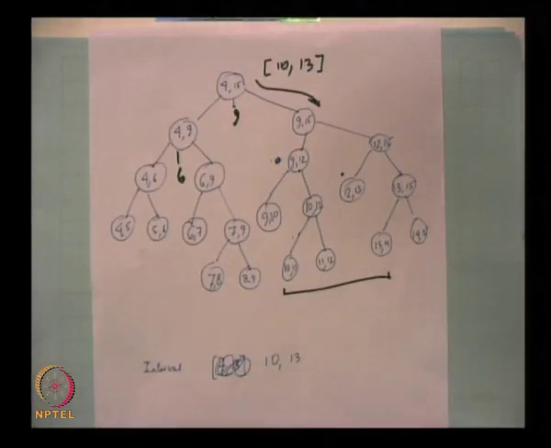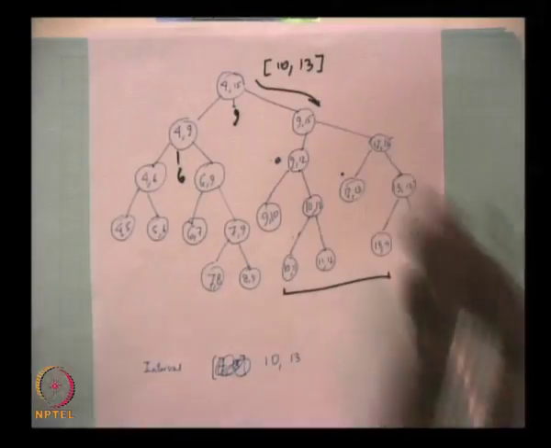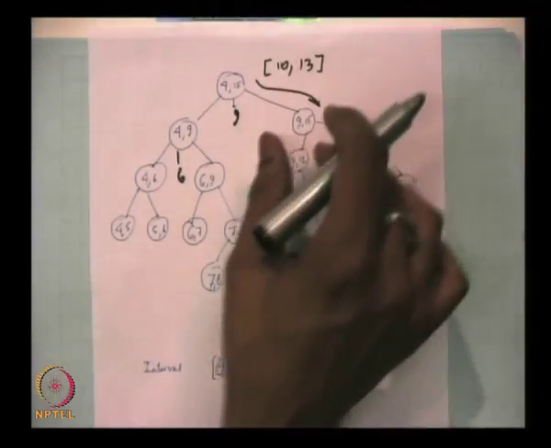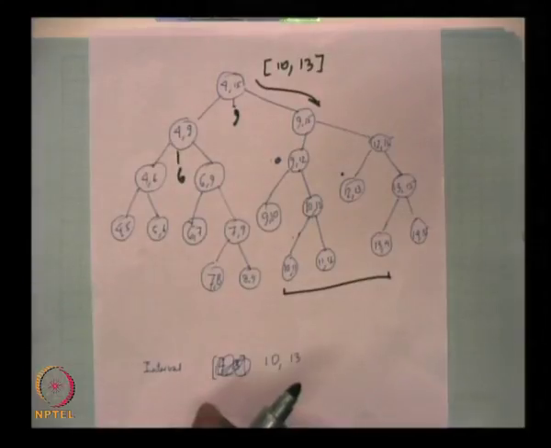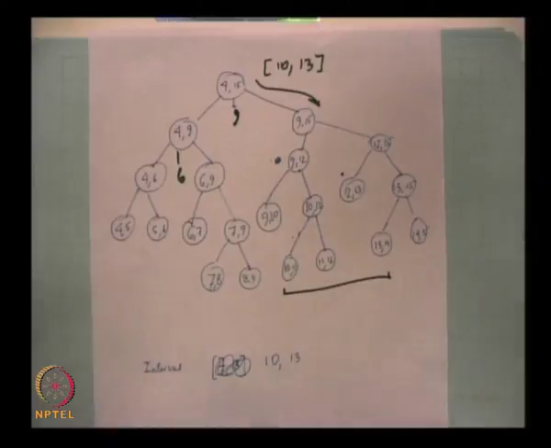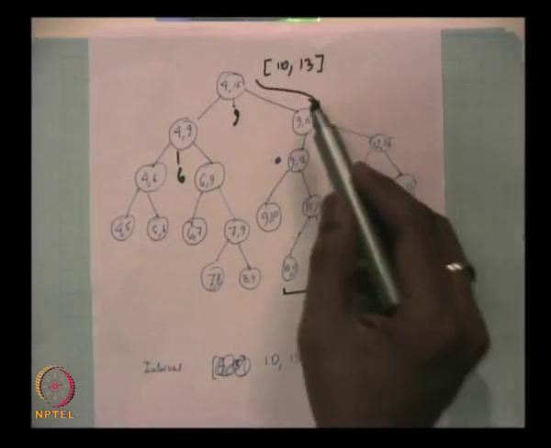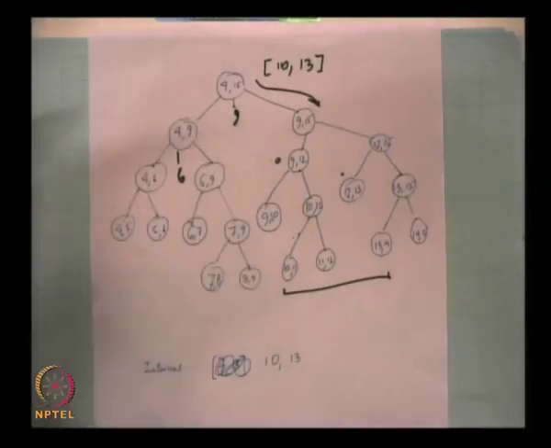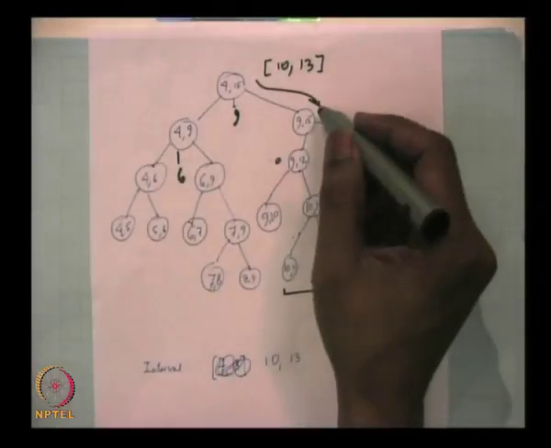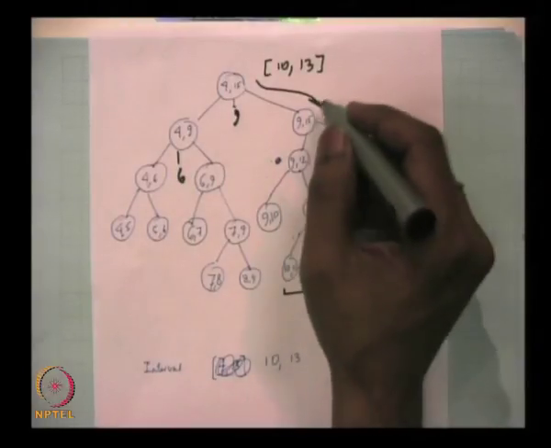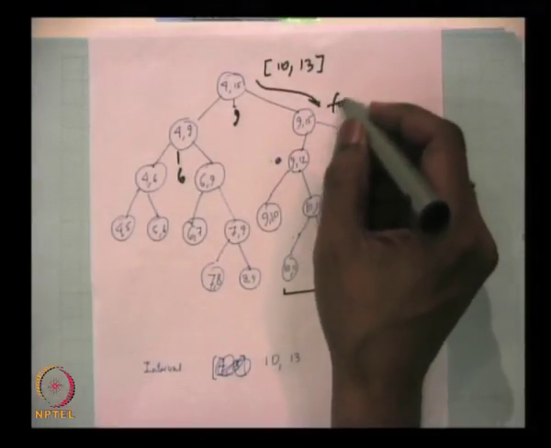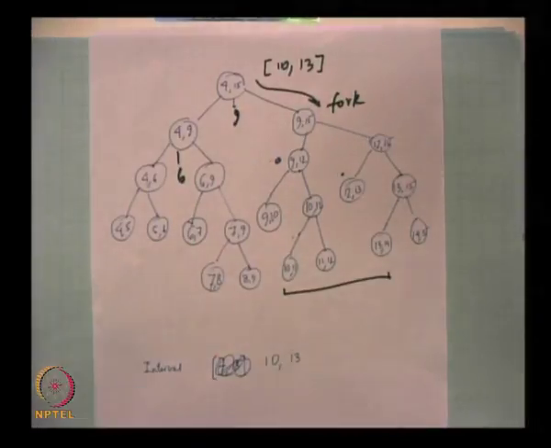If this were a bigger example, it could be that this entire interval lies to one side, so for a while the interval travels down for a few levels of the tree before it hits some node where some part of it is to the left and some part is to the right. In this case, it happens at this node itself, which we call a forking node. It forks, and after it forks, things are very regular.